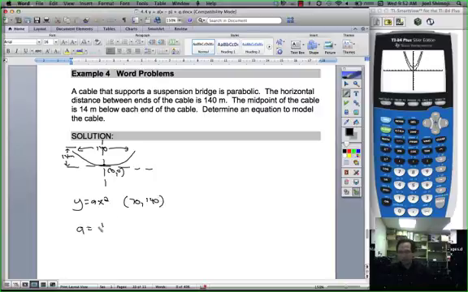My a is equal to 1 over 350. So the equation is y is equal to 1 over 350 x squared. Okay, try the check. And after the check, you can try this assignment.